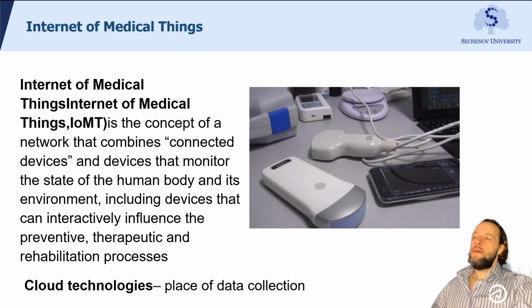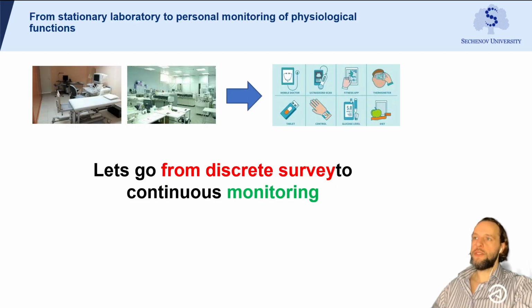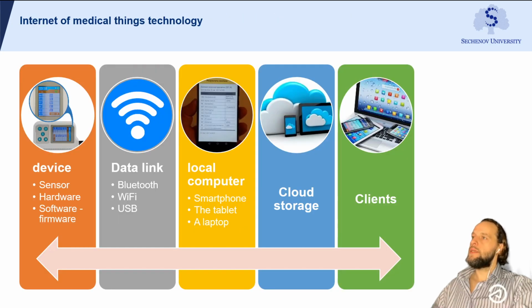In some sources we can find the term Internet of Medical Things, and this term is related to medical devices connected with a network to receive medical data related to the patient. So implementation of such devices allows us to go from discrete survey of patients to continuous monitoring of the health status, and it is much more beneficial than the previous one.